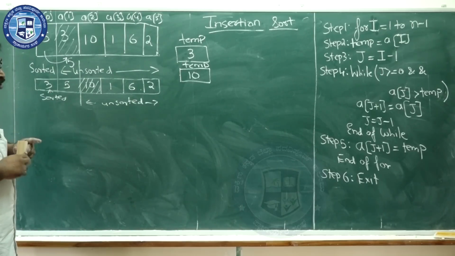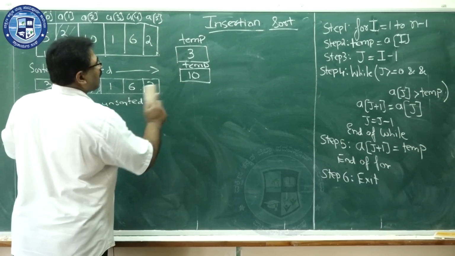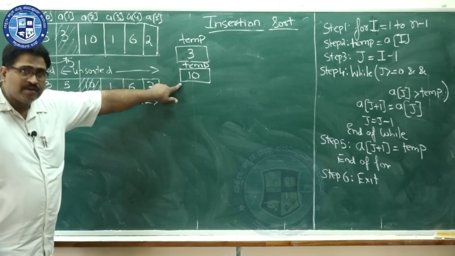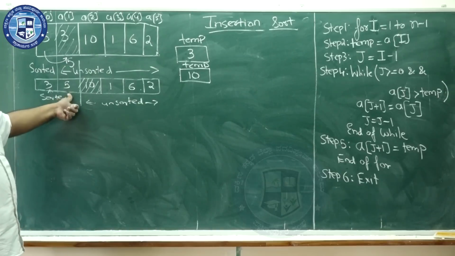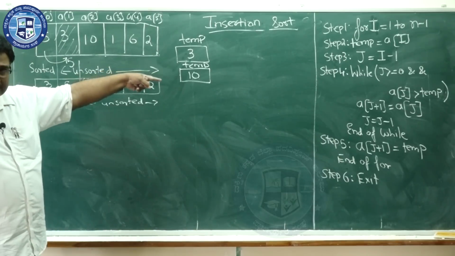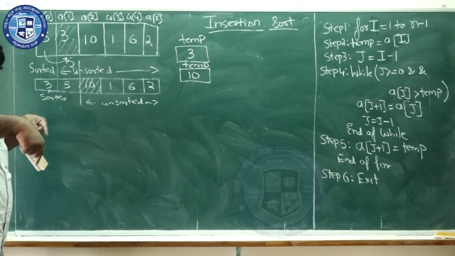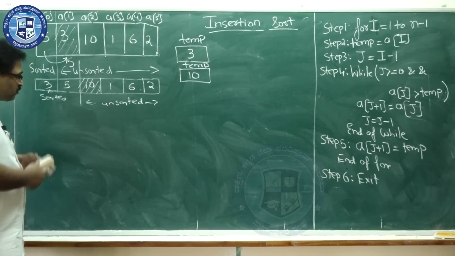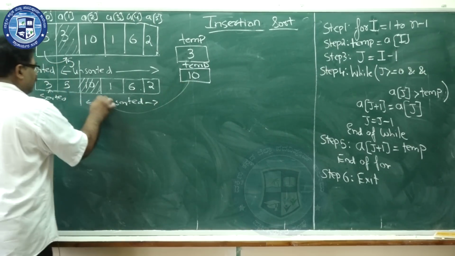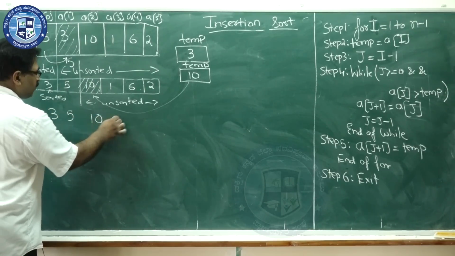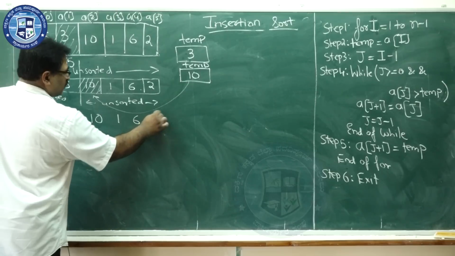Now see what I am going to do next. I am going to compare 5 and 10. When you compare 5 and 10, what do you find? 5 is smaller. If 5 is smaller, that means this element is smaller than that. Do I need to shift towards the right side? No, there is no need. So what I need to do here is put down this value here itself. So your new value will be 3, 5, 10, 1, 6 and 2.